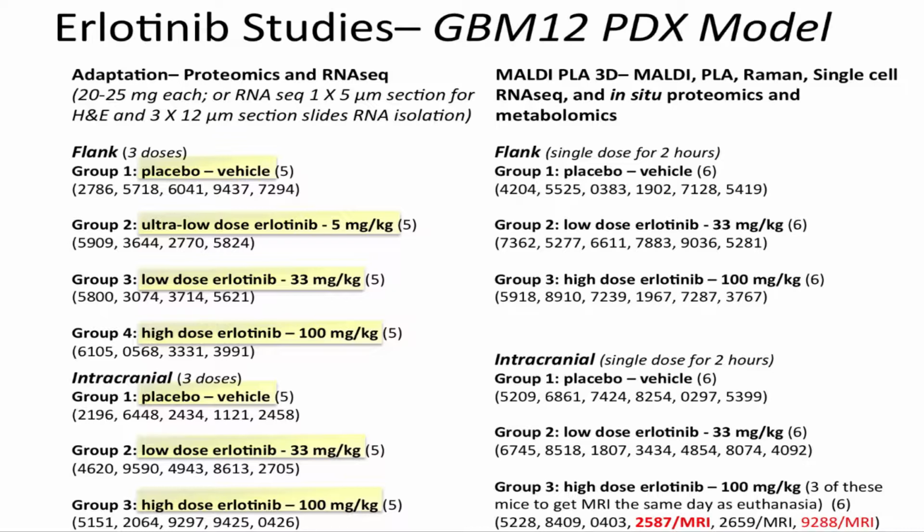group, all the animals. We created a series of animals with flank tumors that were treated with 3 doses over multiple days, vehicle, and then different concentrations. So the idea is that with the drug, invariably, you'll have different drug concentrations. You might be treating at 100 mg per kilo, but not so much will be going into the tumor.